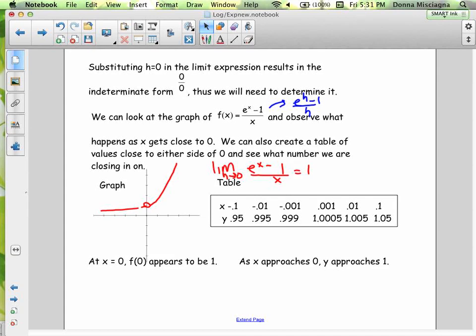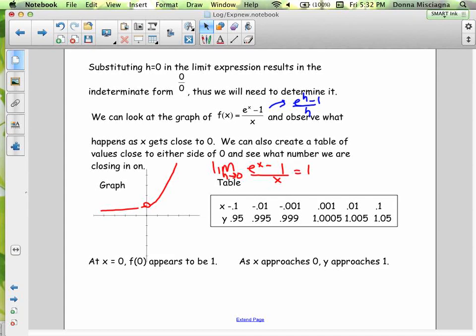And so notice here, if I plug in negative 1/10, we get 0.95, and negative 0.01, we get 0.995, and negative 0.001, we get 0.9995, and on the other side, if we plug in 1,000th, we get 1.0005, and if we plug in 100th, we get 1.005. And so you notice here that on both sides of 0, it looks like we are approaching 1. And that is what we are approaching.